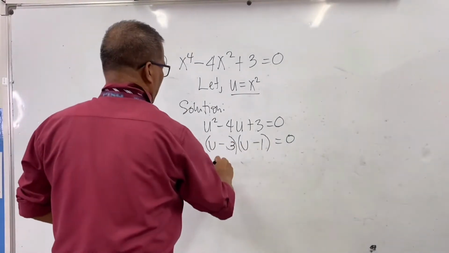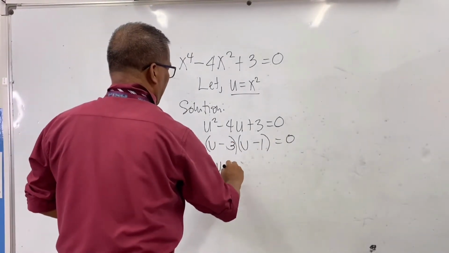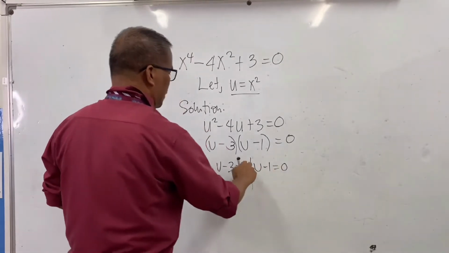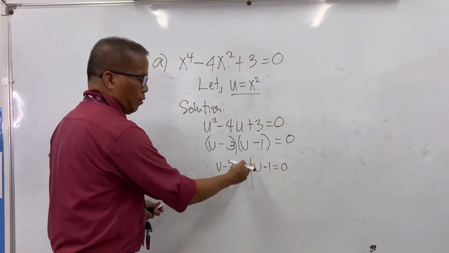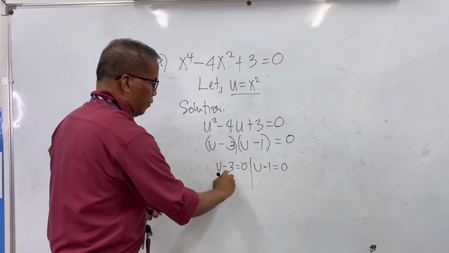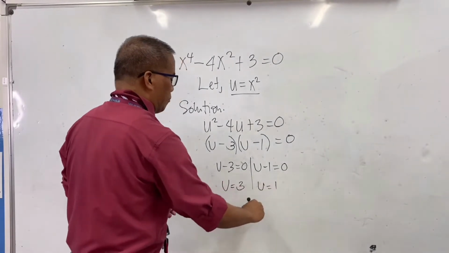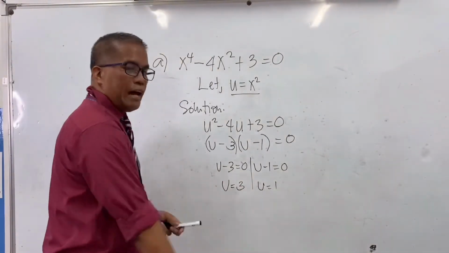Equate its factors to 0. So we have now u minus 3 equals 0, then u minus 1 is equal to 0. Therefore, we transpose negative 3: u is equal to positive 3, then u is equal to positive 1. But this is not yet the answer.